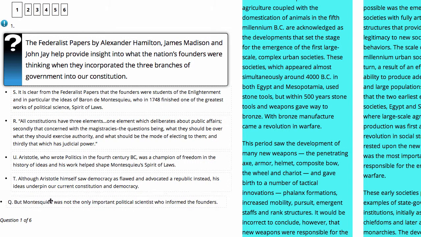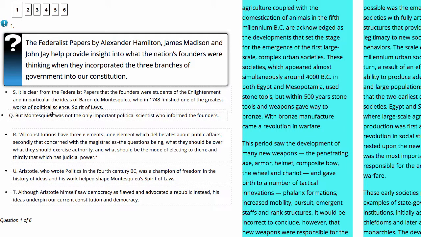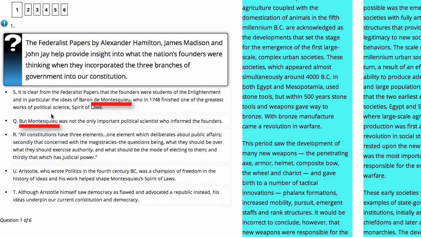Q would be a good follow-on to S, because in S, Baron de Montesquieu is introduced. Q says, "But Montesquieu, who was introduced in S, was not the only important political scientist who informed the founders." That's a nice fit. So this implies that there's probably another important political scientist, and let's look at R, U, and T now to see what the best follow-on is. R, "All constitutions..." Well, that's not really telling us what other political scientists there were, so that does not fit, and that looks like a specific example being in quotations.